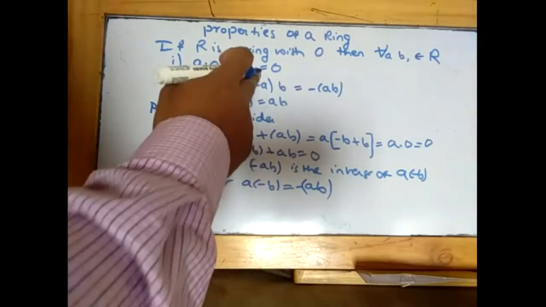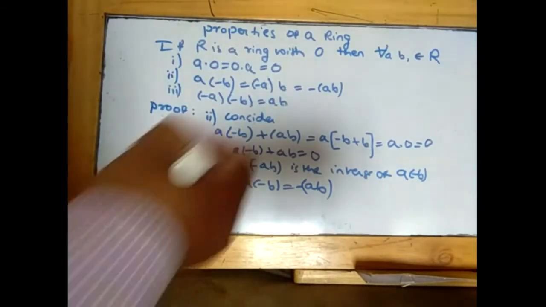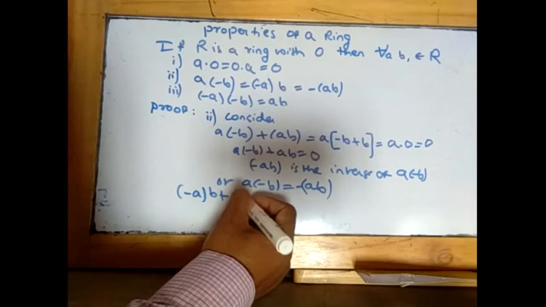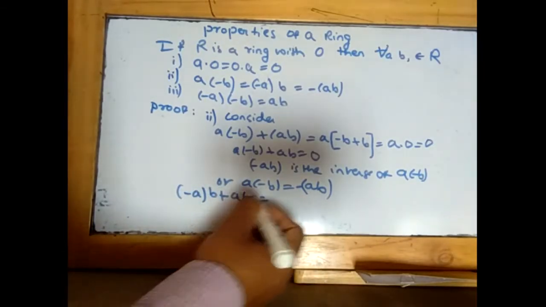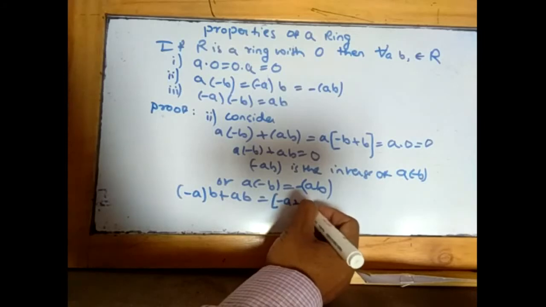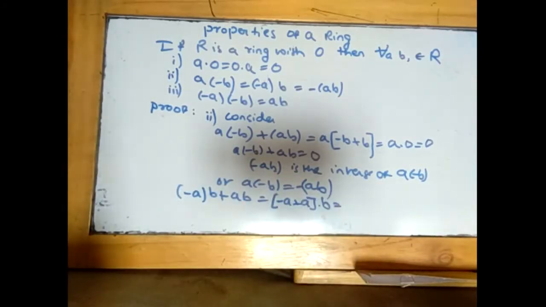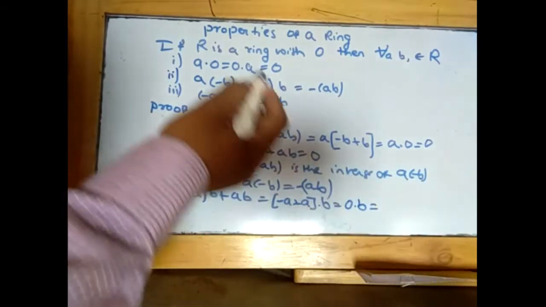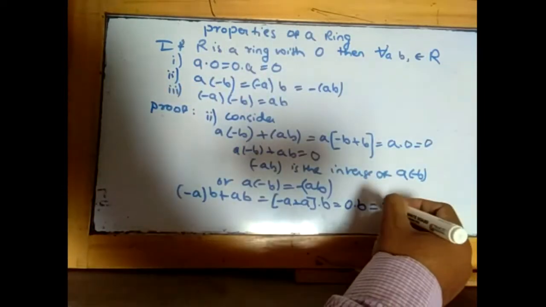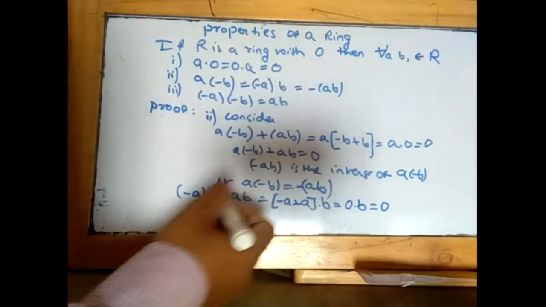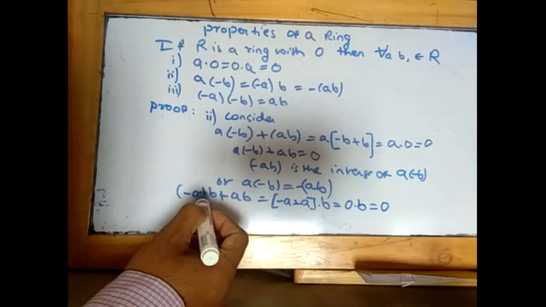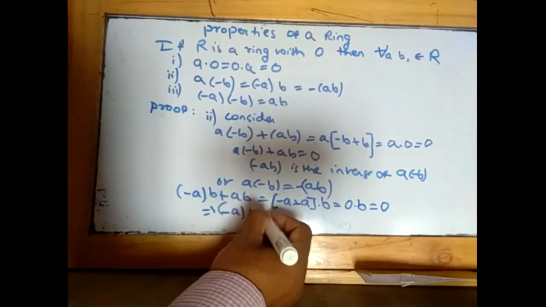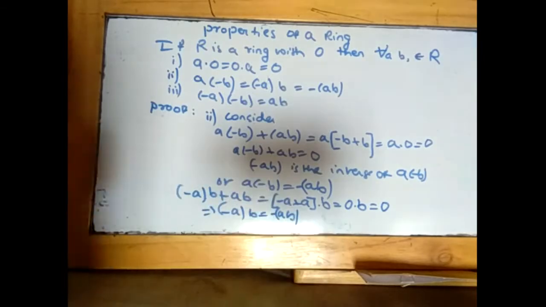Now similarly we prove minus a into b is equal to minus of ab. For that we consider minus a into b, then again the same plus ab. Now in this case we take b common. So in the bracket what we get, minus a plus a into b, and minus a plus a gives 0, that is 0 into b. Again in the first one we proved that 0 into a is equal to 0, so this is equal to 0. So from this equation it implies that minus a into b is the inverse of ab. So this implies that minus a into b is equal to minus ab.